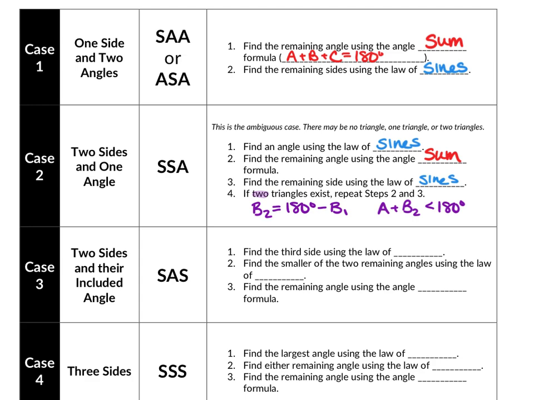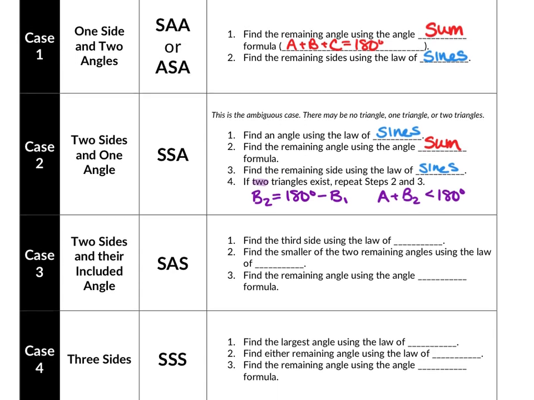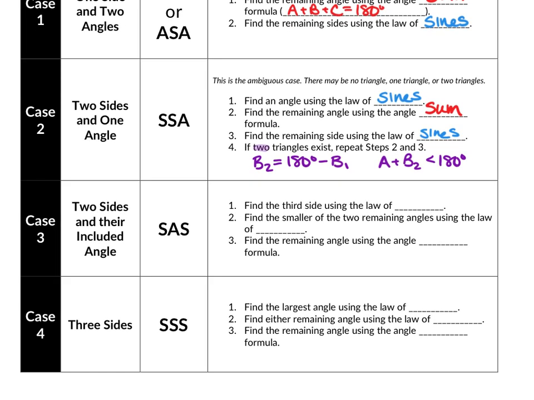Case 3 and 4 we learned about today. Because I was not given two angles or couldn't find two angles quickly, I find the third side using the law of cosines. Then I find the smaller of the two remaining angles using the law of sines. At that point, I will have two angles, so I can go back to that angle sum formula and find the third. That's what we did today.